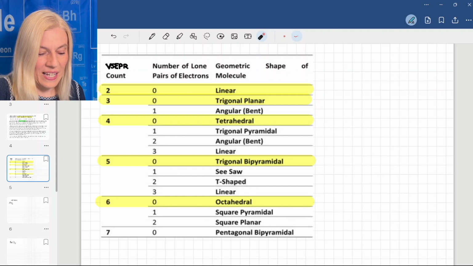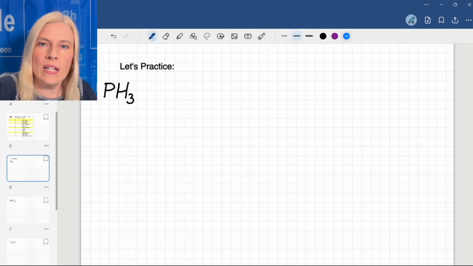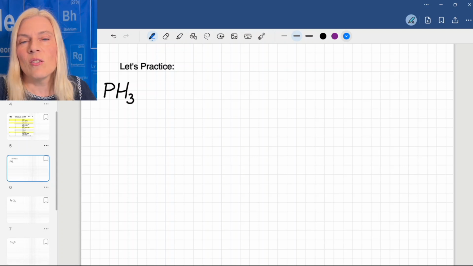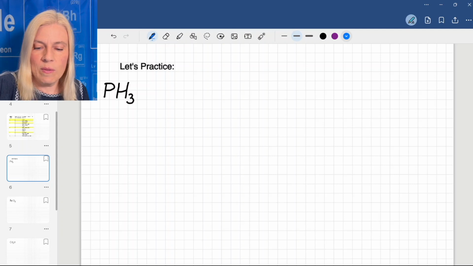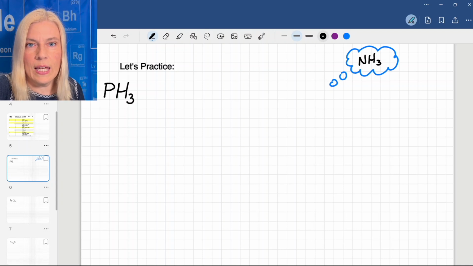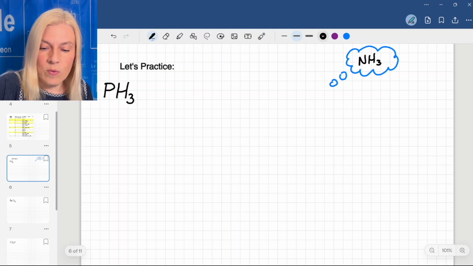You ready? Let's go. So here we have PH3. Now, PH3, hopefully you watched the other video about Lewis dot structures, where I mentioned there are some molecules it's just really nice to memorize, so you can swap some atoms like Lego blocks. And PH3, in my mind, I'm going to draw like a little thought cloud. PH3 seems like NH3 to me because phosphorus and nitrogen are in the same column of the periodic table, so they have the same number of valence electrons.